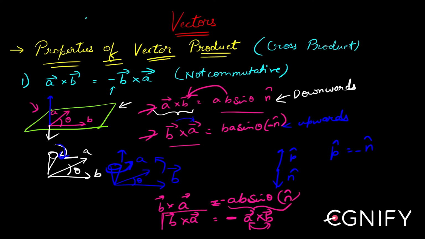So this will give rise to a vector, this will give rise to a vector. These two vectors are exactly opposite to each other. That is the whole point of this property. Let's move on to the next property now.